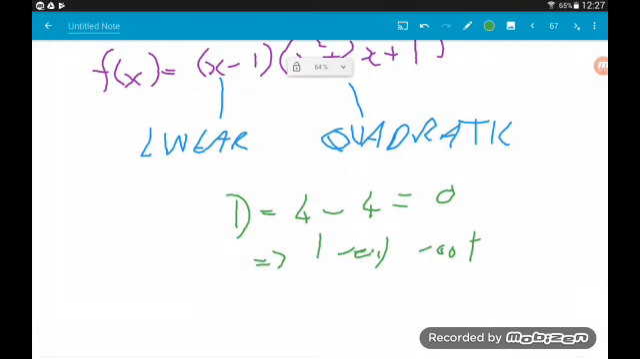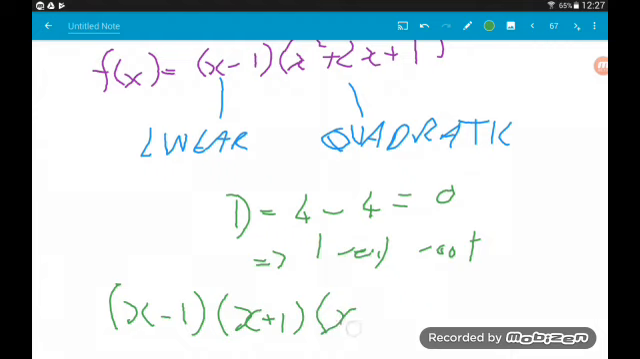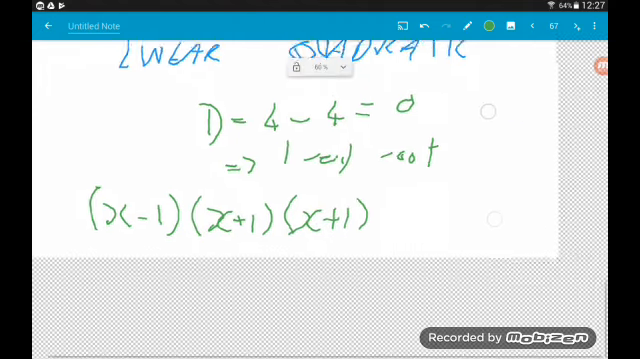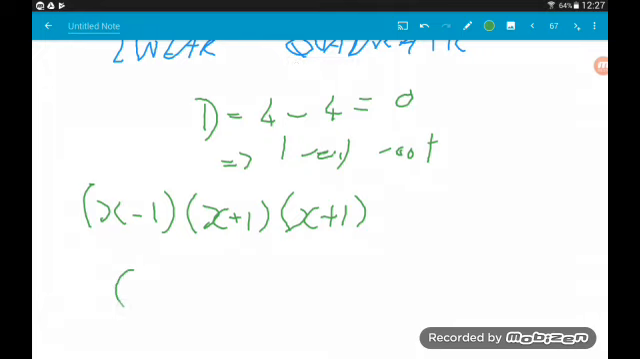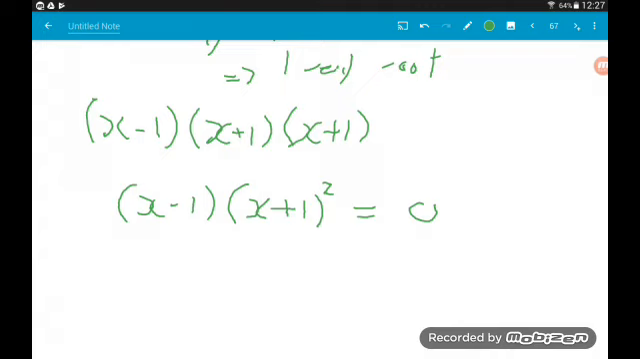So we can finally write this as x minus 1 times x plus 1 times x plus 1, which we can sharpen up and write as x minus 1 times x plus 1 squared. Now if we want the solutions, so if we set this equal to 0, we've only got 2. First bracket tells us x is equal to 1. Second bracket tells us x is equal to minus 1. Okay, there's our first example.